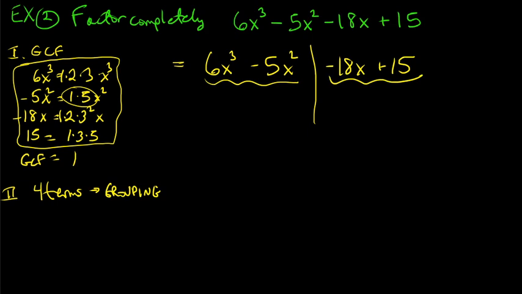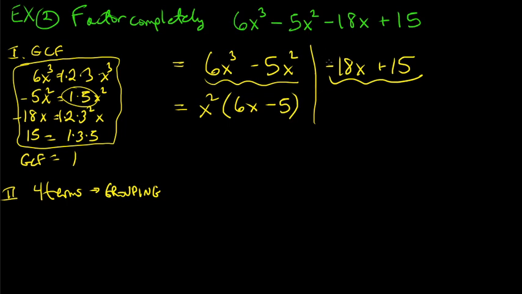So what's the GCF in just the first 2 terms? 6 and 5 have nothing in common, other than 1. But they both have an x. In fact, they have 2 x's. X squared is the GCF. So we'll factor out the x squared, leaving you with 6x minus 5. Okay, so that's the first 2.